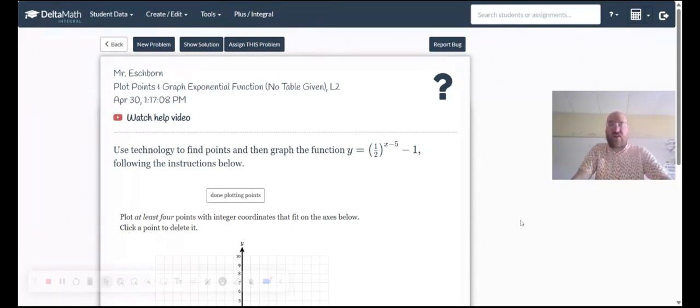So the first question here on the screen says use technology to find the points and then graph the function y equals 1/2 in parentheses x minus 5 minus 1. When you're asked to graph an exponential function, just use your graphing calculator. Hit the y equals screen and type in the equation.